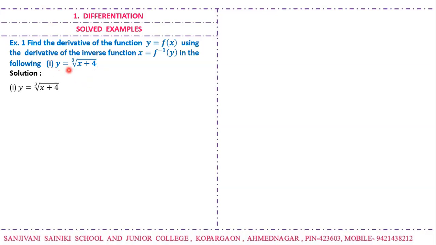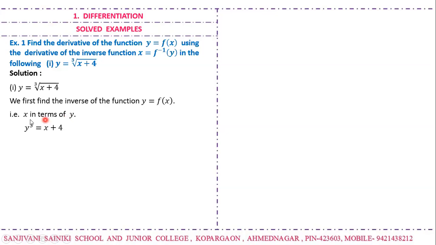Now what is given? y is equal to the cube root of x plus 4. So here first we have to express x in terms of y. Here they have expressed y in terms of x, that means y is a function of x. Now we have to find the inverse function of the given function y is equal to f of x. That means we have to find x in terms of y. That is called the inverse function.